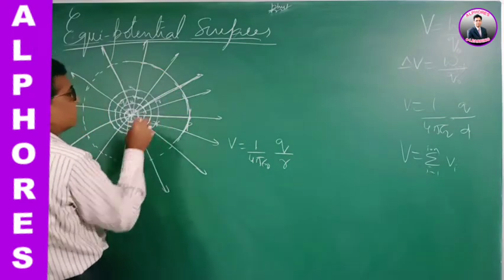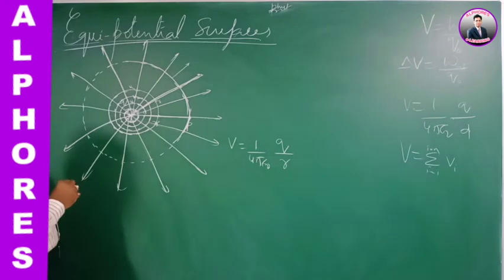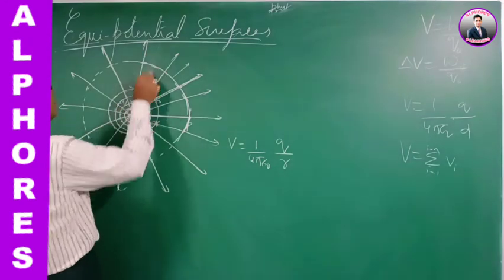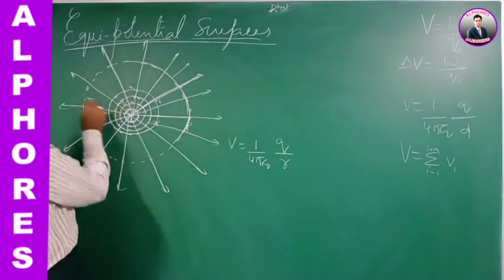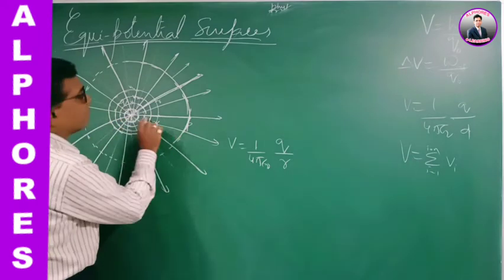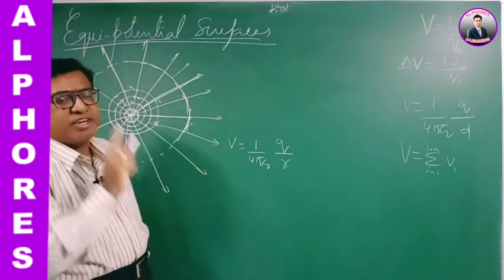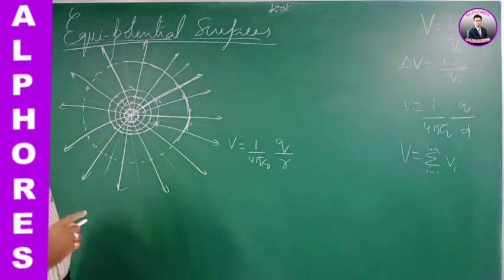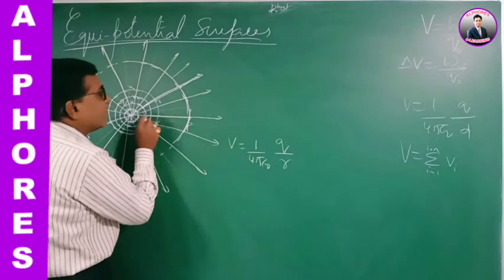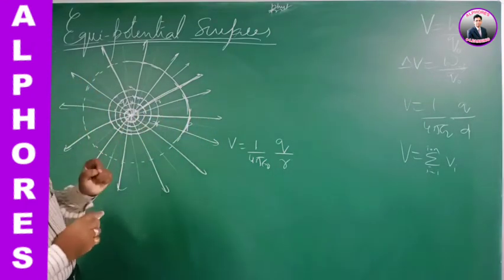If I take an equipotential surface, then here the line of force is perpendicular to the surface at that point. The equipotential surfaces are always perpendicular to the lines of force. So the lines of force at any point on the surface are perpendicular to the surface, normal to the surface.